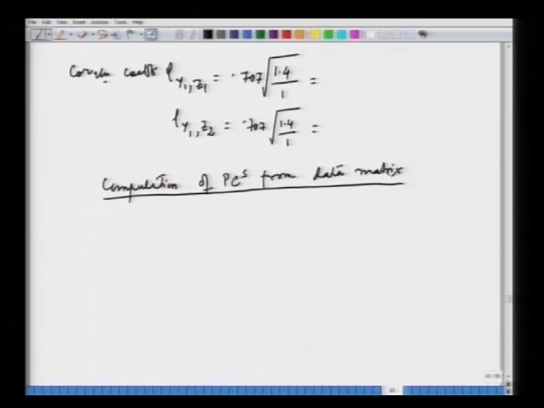And from that data, from scratch, we have to calculate the principal components, the sample principal components, to do a complete analysis. So, now we take up the computation of principal components from such a given data matrix, that is, from the given data on a multidimensional random vector. That is what we have with us now: computation of the principal components from a data matrix.